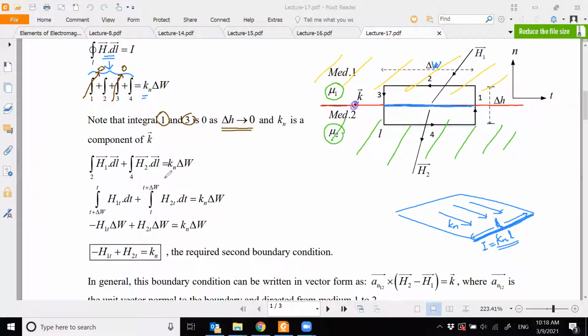So let's do it. For 2 and 4, H bar dot dl bar: in 2 we are in this medium, so it is H1 bar dot dl, and in 4 we are in this medium, which is H2 bar dot dl, equal to Kn times delta W. Now, what will be H1 dot dl here? I'm going from here to here. If this is my delta W, and I suppose this point is some point T, then this will be T plus delta W.